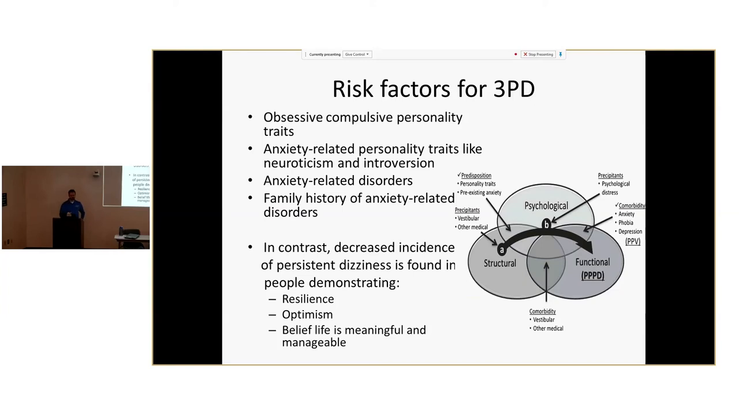In contrast, look at those three things on the bottom, which is what we're trying to engender in our patients, which is resilience, optimism, and a belief that life is meaningful and manageable. And those are some of the things that we use in cognitive behavioral therapy, but those are also things we used to use as physical therapists.